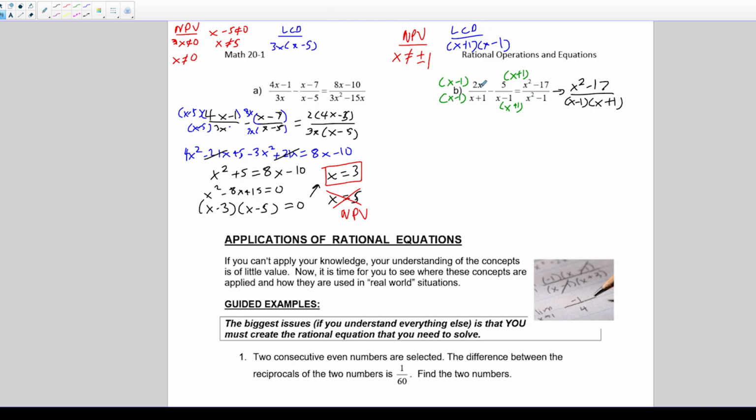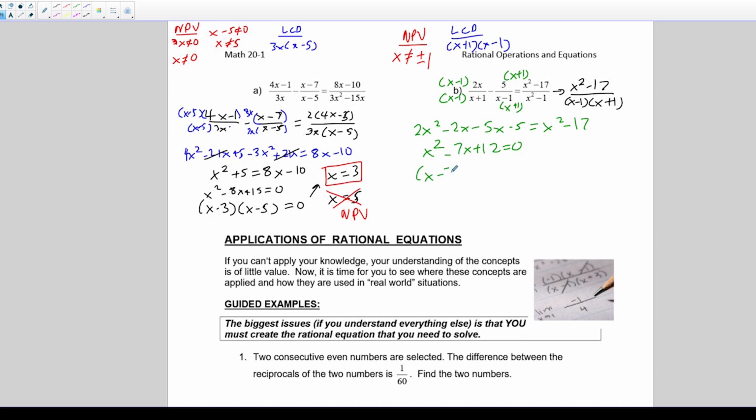So x minus 1 times 2x, what does that leave me with? I end up with a 2x squared minus 2x. I'm going to subtract 5 times x, which gives me negative 5x. Negative 5 times 1 gives me negative 5, and that's going to be equal to x squared minus 17. Combining all of our terms onto one side, I'm going to have 2x squared minus x squared gives me x squared. Negative 2x minus 5x gives me negative 7x. And then I'm going to have negative 5 plus 17. So I'm going to move that 17 over here. That gives me plus 12, and that's going to be equal to 0.